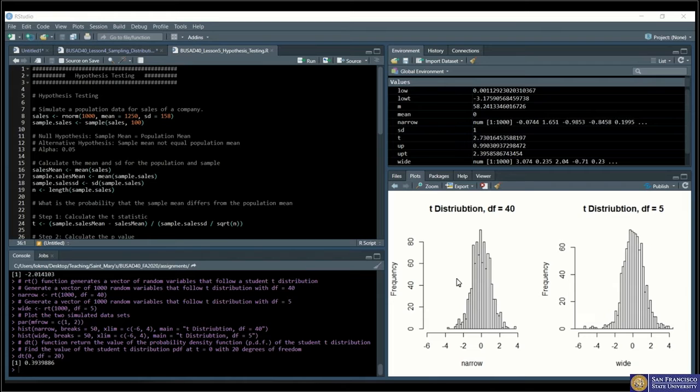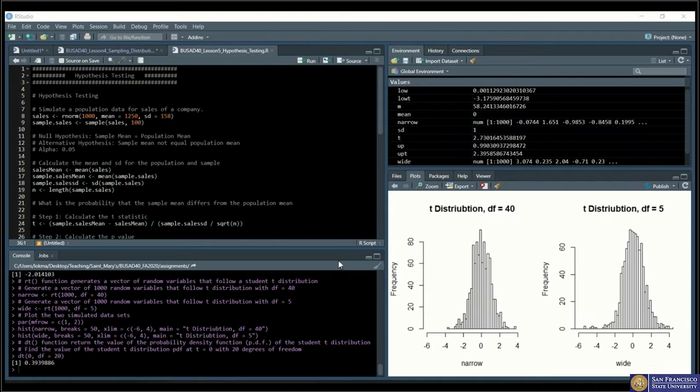Well, let's take a look at today's example here. What we're trying to do today is basically get an idea about how we can use the probability functions and make conclusions about the hypothesis testing process.